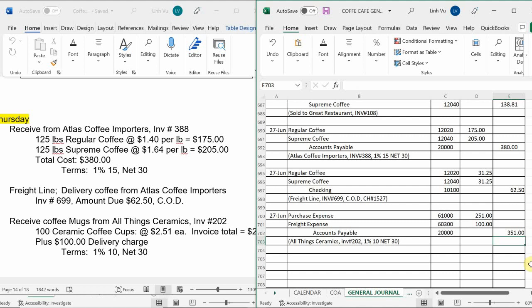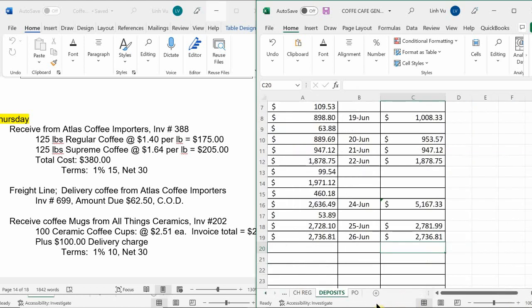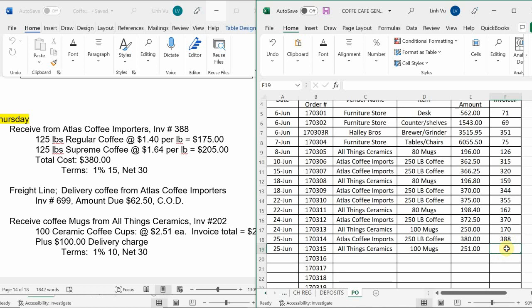Okay, so what's next? Check it off the purchase orders. Good. And we can make sure we have received our items. All right, we received our coffee mugs at $251 for invoice number 202. Good.